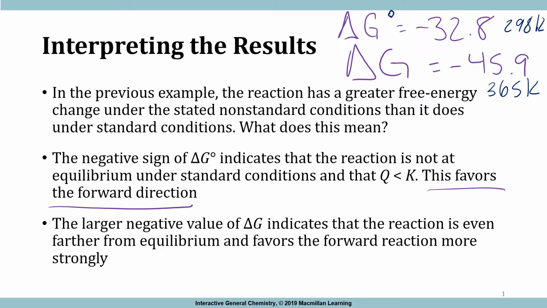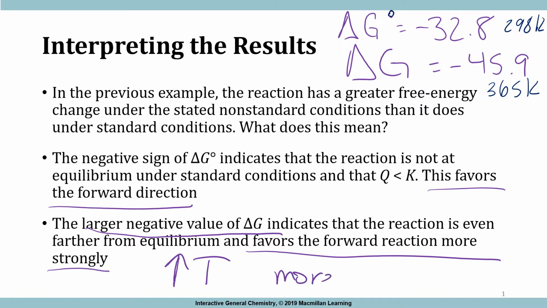And then also, the larger the negative value of delta G indicates that the reaction is even farther from equilibrium and favors the forward reaction more strongly. So for this specific reaction, the more temperature, the more spontaneous it became.